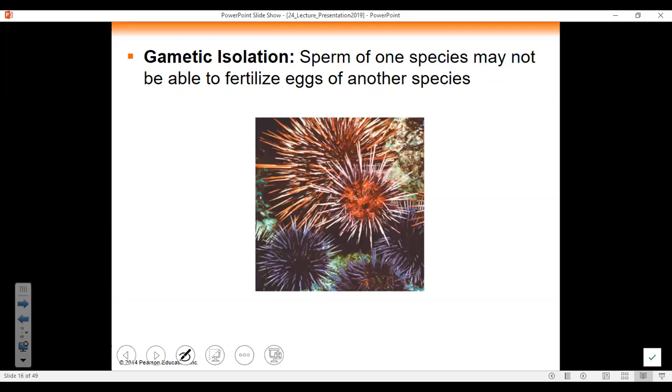And then we have gametic isolation. This one is where the sperm of one species might not be able to fertilize the egg of another species. So I don't know if you guys realize this, but the vaginal tract of a woman is acidic, because that's a way for the woman's body to keep bacteria and yeast and other things in check by having a not as hospitable environment for them to thrive in. So if a man's sperm could not handle that acidic environment, he would mechanically be able to mate with her, but we would not end up with any babies because the sperm would all die.